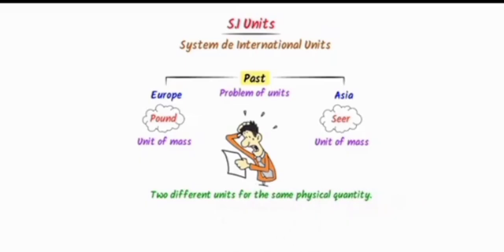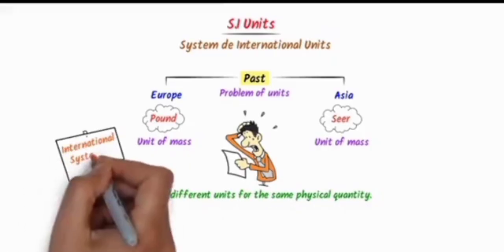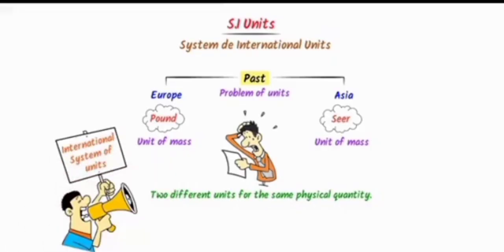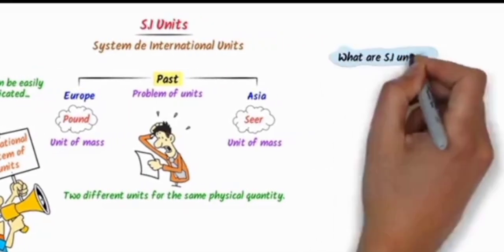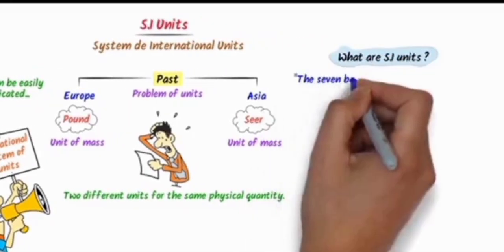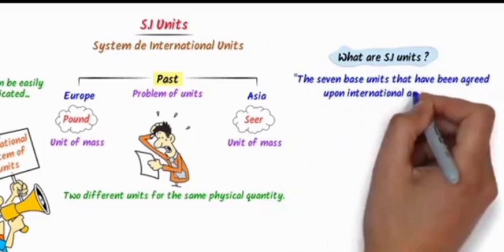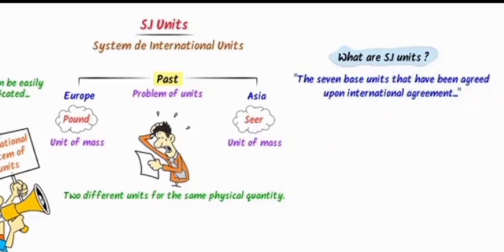Now to solve this problem of different units, the International System of Units was introduced, which we call SI units. The main purpose of SI units was that all units can be easily communicated internationally. Let me repeat it. The main purpose of SI units was that all units can be easily communicated internationally. Now what are SI units? Well, the 7 base units that have been agreed upon by international agreement are called SI units.